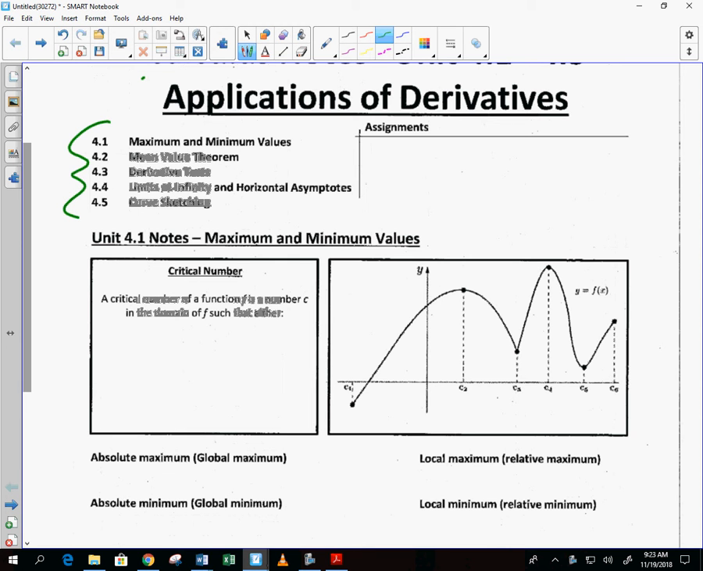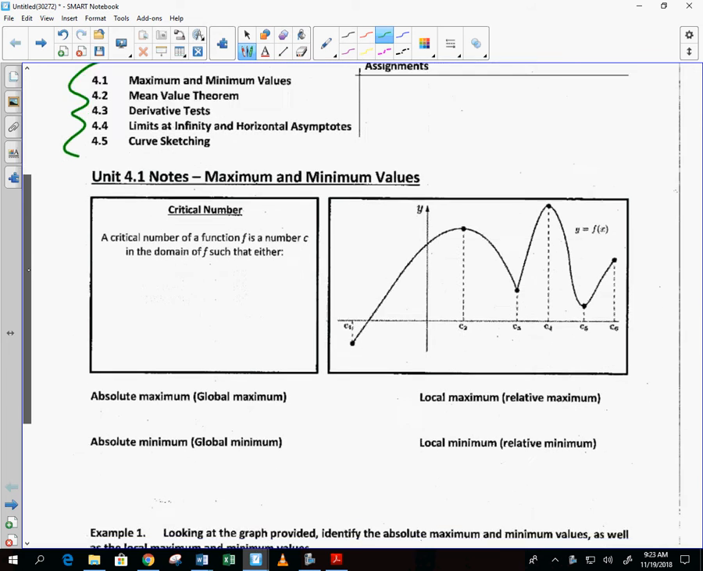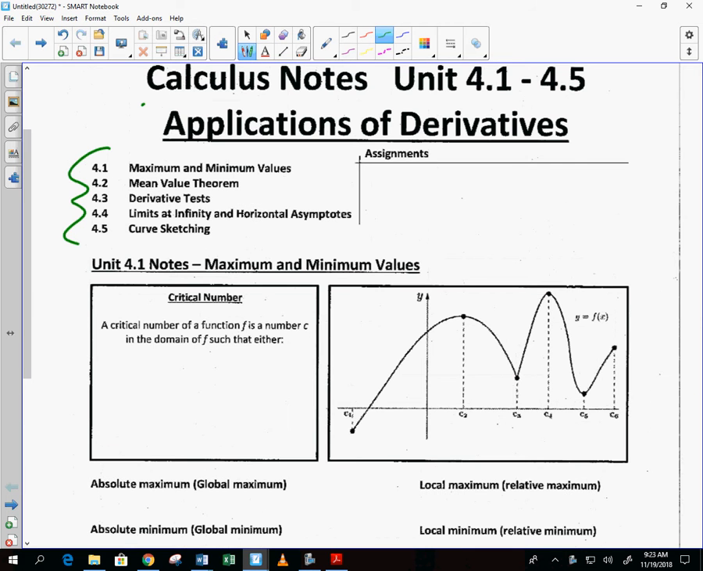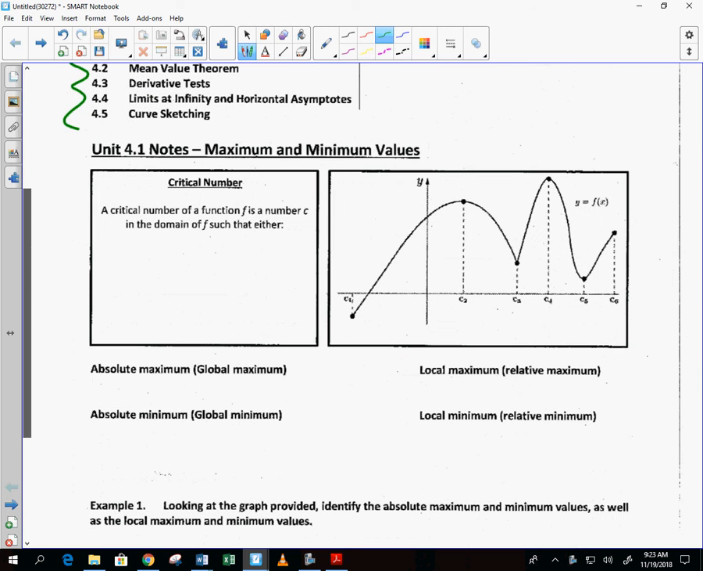5 topics, and you'll test on it. Awesome stuff. We start with applications of the derivative. Applications of the derivative. Super cool stuff. Maximums and minimums. You already know what they are.